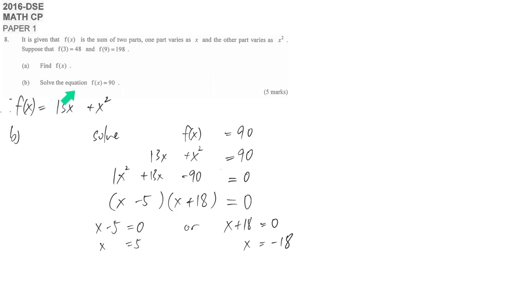And then double check carefully because we have two solutions. Is there any constraint for x? Did they say that x can't be negative, something like that? They don't give any constraint. So we have two solutions. That's our final answer.